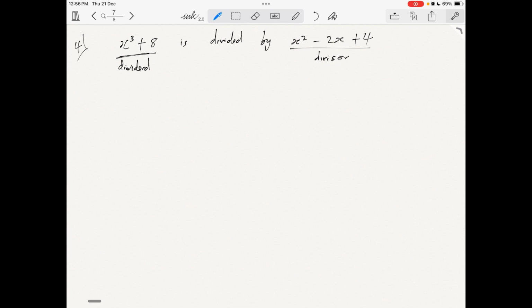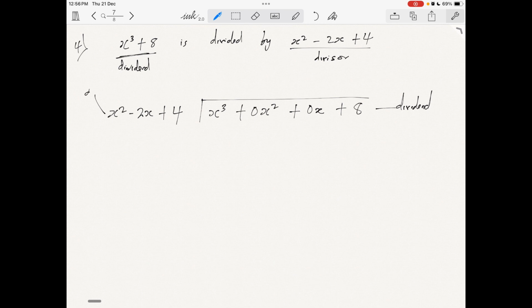So this is how we go about this question now. We want to write the dividend as x cubed plus 8 truly, but to make our work easier, we now write it as x cubed plus 0x squared plus 0x plus 8, and our divisor will be x squared minus 2x plus 4. And this is our dividend, and this is our divisor.